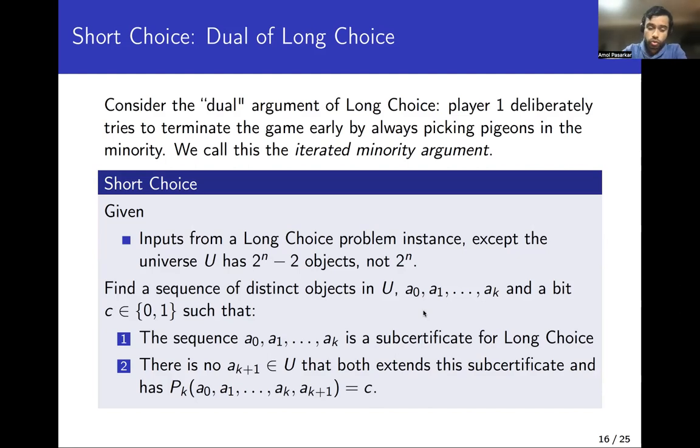We're given a standard long choice problem, but with slightly fewer elements, in particular 2 to the n minus 2 elements in the universe. Our goal is to find a short sequence, then, which cannot be extended. That is some sequence of elements a0 through ak with the property that they satisfy the conditions from long choice imposed by the functions pi, but we can't extend this sequence in one direction, either 0 or 1. And the challenge is to find both that direction as well as this sequence. And the totality follows from this iterated minority argument that I just described.